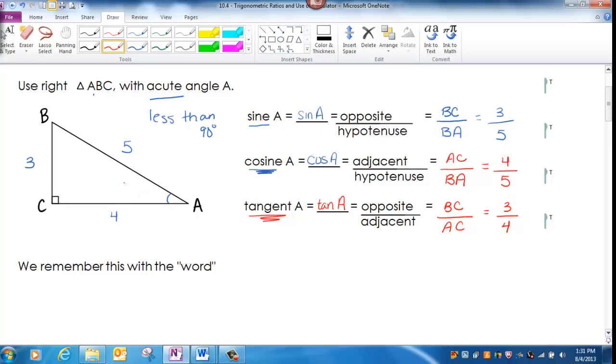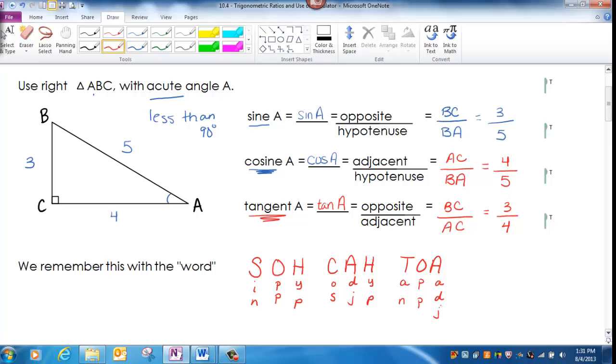Okay, good job. So now, we remember these ratios with this funny yet helpful word. Make sure to write this on your paper. We say this SOHCAHTOA. And the reason this helps us is that the S stands for sine, and sine is opposite over hypotenuse. C stands for cosine. Cosine is the adjacent side over the hypotenuse. And T stands for tangent, which is the opposite side over the adjacent side. You may also see it written this way, S and then opposite over hypotenuse, C adjacent over hypotenuse, and T for tangent, opposite over adjacent.